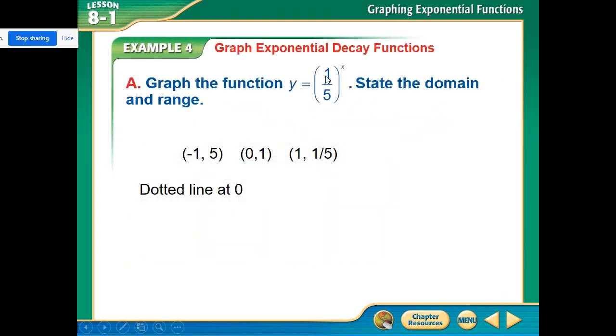So here I have y equals 1/5 to the x. Again, I'm using the same idea. It's -1 comma the reciprocal of the base. Well, the reciprocal of 1/5 is 5. Then 0, 1, and then 1 comma the base, in this case, just 1/5. So our numbers don't change at all. It's just because this is a fraction, it ends up looking different. Dotted line still at 0 because we're not adding anything on the outside here.